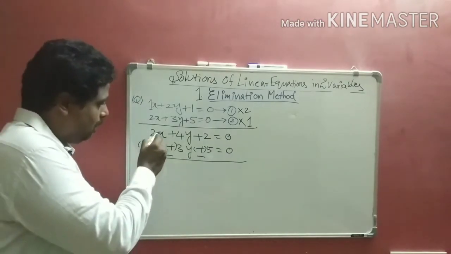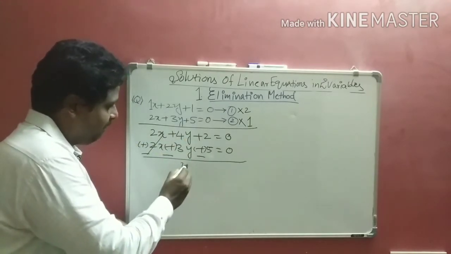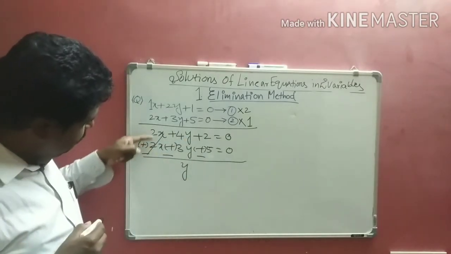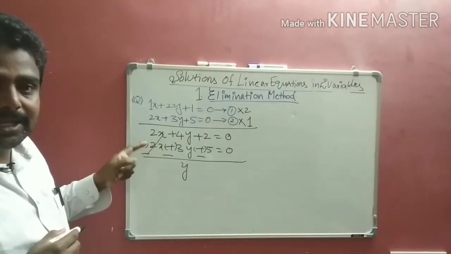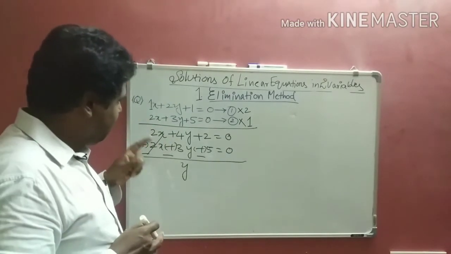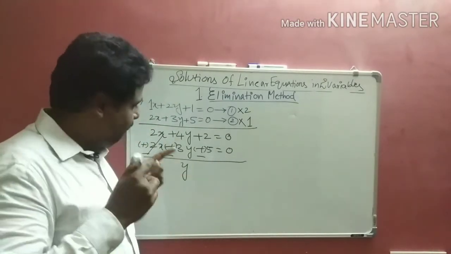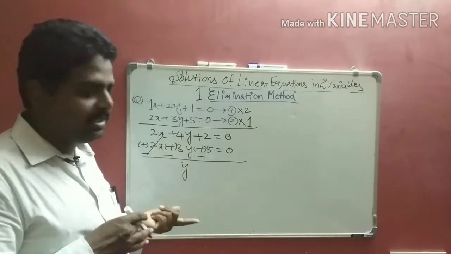Okay. So now 2x minus 2x gets cancelled. 4y minus 3y, y. So here 2x minus 2x, x cancelled. So in the elimination method, x is eliminated here, only y remaining, so that we get the value of y. Since it is elimination method, if we eliminate x, we get the value of y. If we eliminate y, we get the value of x.